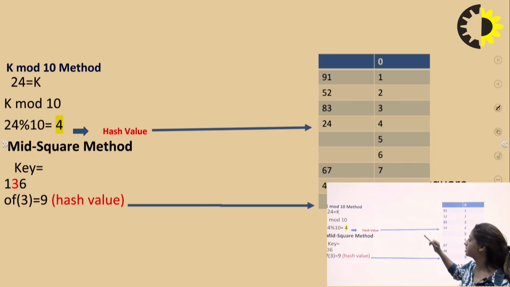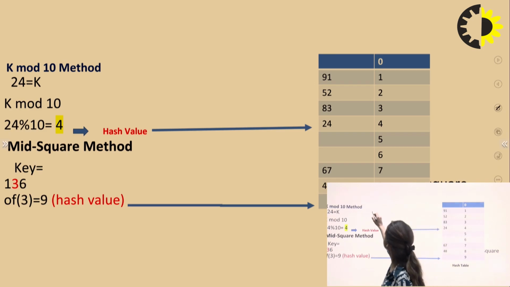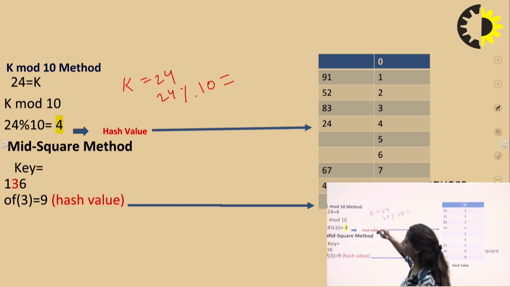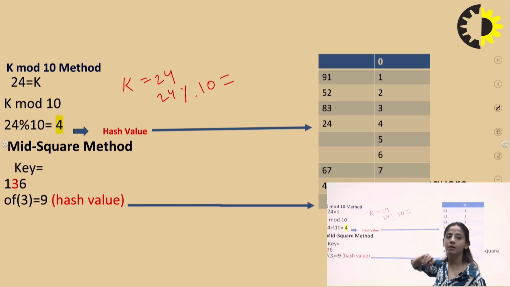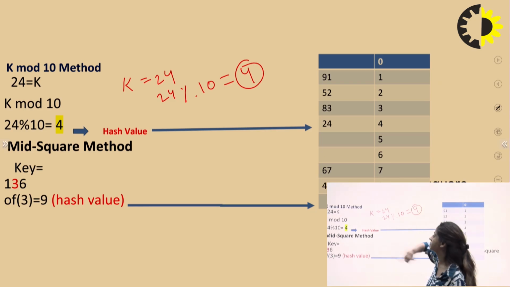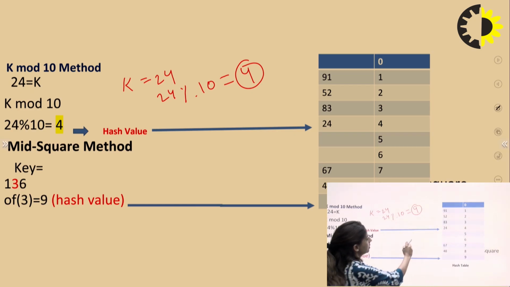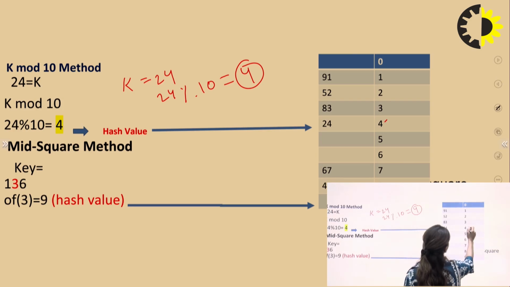Now let's study the k mod 10 method. For example, your k is 24. k mod 10 means you have to find the modulus of this 24, which will be 4, right? Now what we will do is store the value of key 24 at index 4. These will be your indexes.